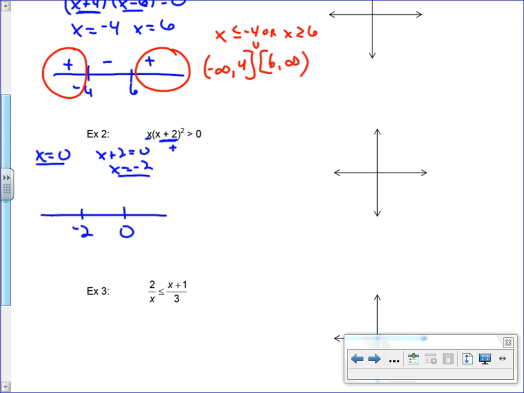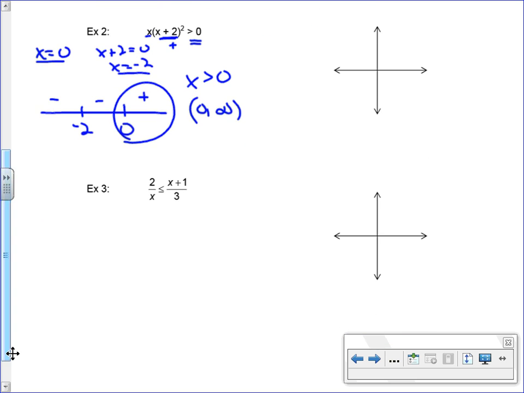I'm going to plug in a number like -1. Again, negative times positive is negative. And plug in a number like 1, 2, or 3, and positive times positive is positive. I am now looking for where this function is greater than 0, and that's going to be everywhere that x is greater than 0, right? Okay, or in interval notation, 0 to infinity. All right?